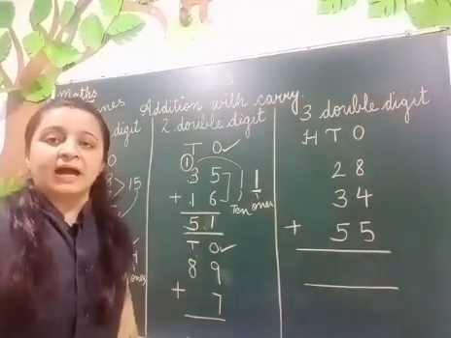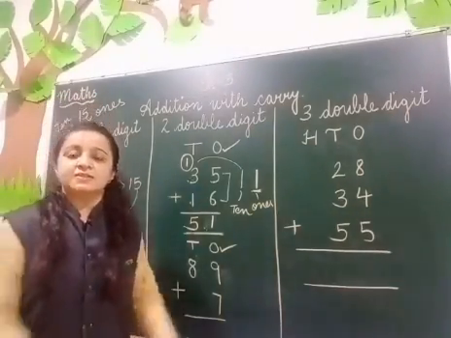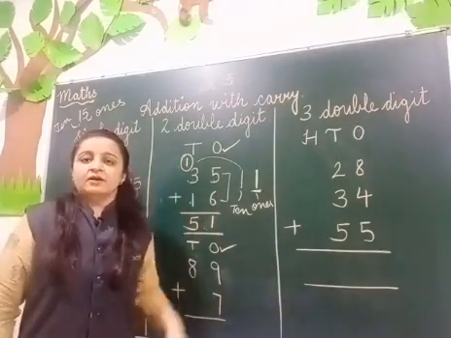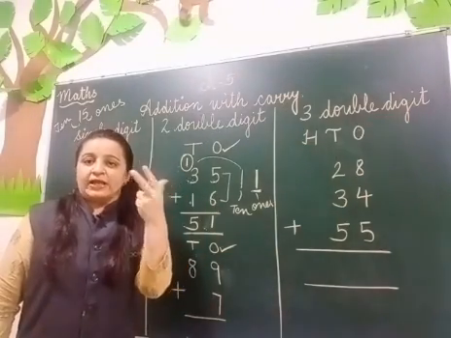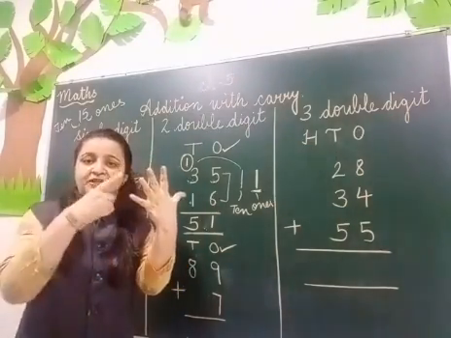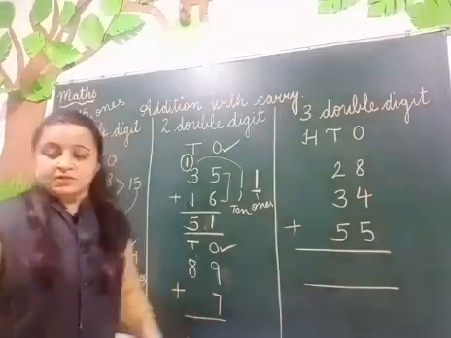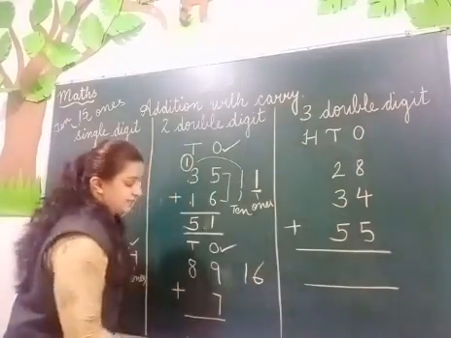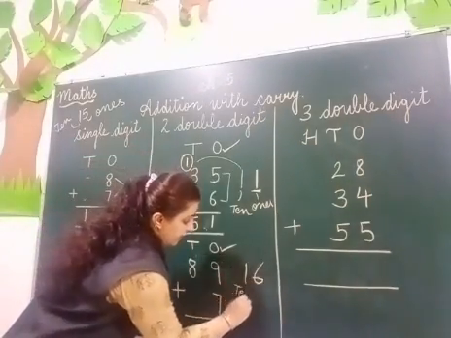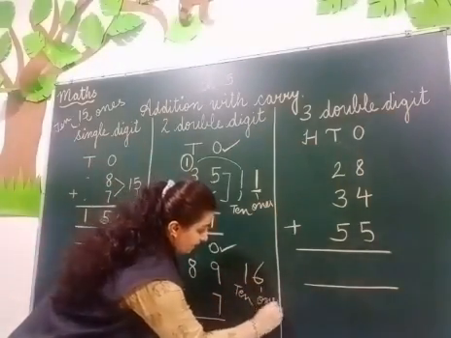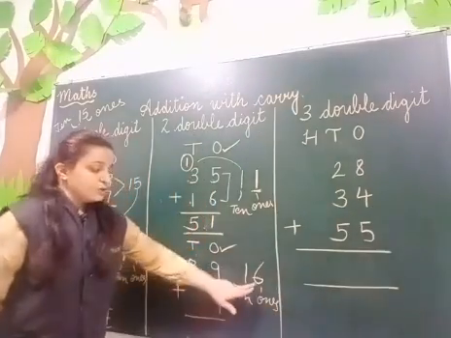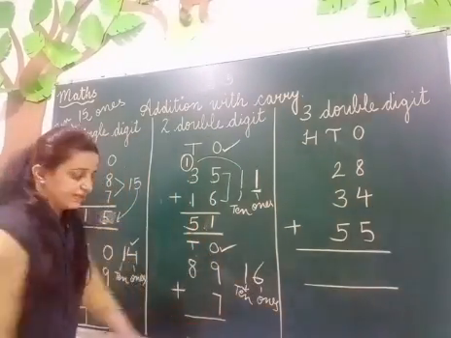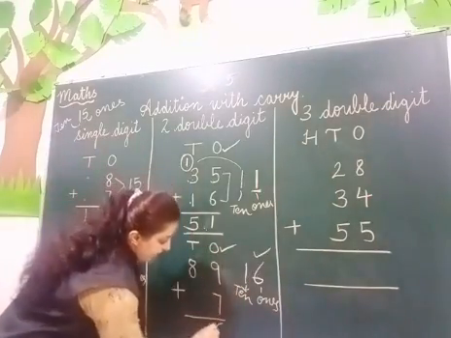Now add 9 and 7. Keep 9 in your mind and take out 7 fingers and count after 9: 10, 11, 12, 13, 14, 15, 16. So 16 is 1 ten and 6 ones. Yes, so 6 ones we will write under the ones place. This 6 only we will write here.